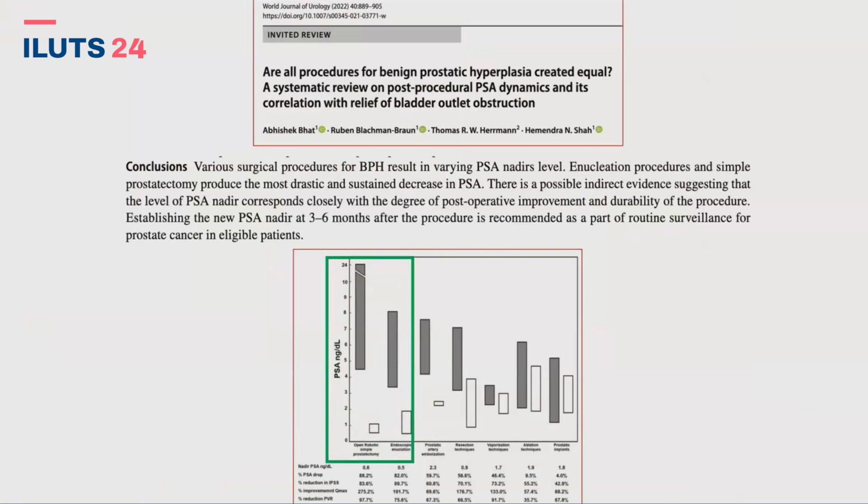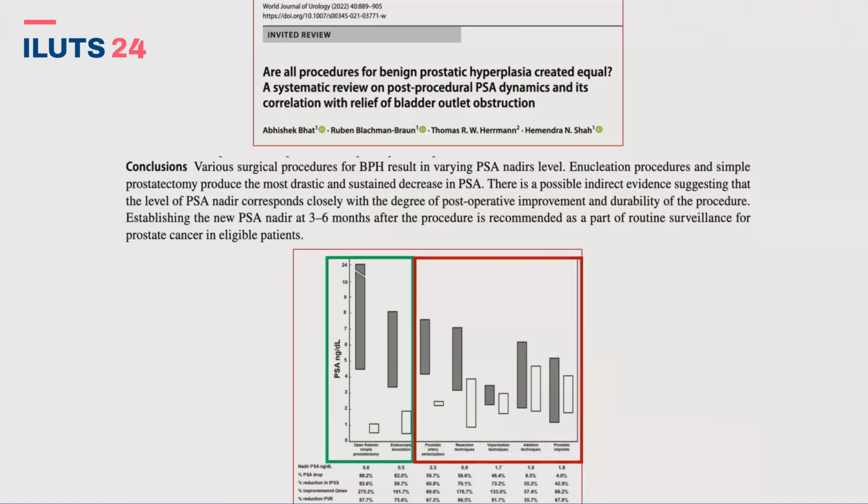And regarding all these techniques, we also have to evaluate the PSA, and the PSA is the direct confirmation of the removal of the tissue. We can see that in enucleation, in open surgery, we remove all the prostate, all the prostatic tissue. With the other mini-invasive surgery, sometimes we don't remove tissue, but we remove only a few parts of the prostate. So it's a different option with different results.